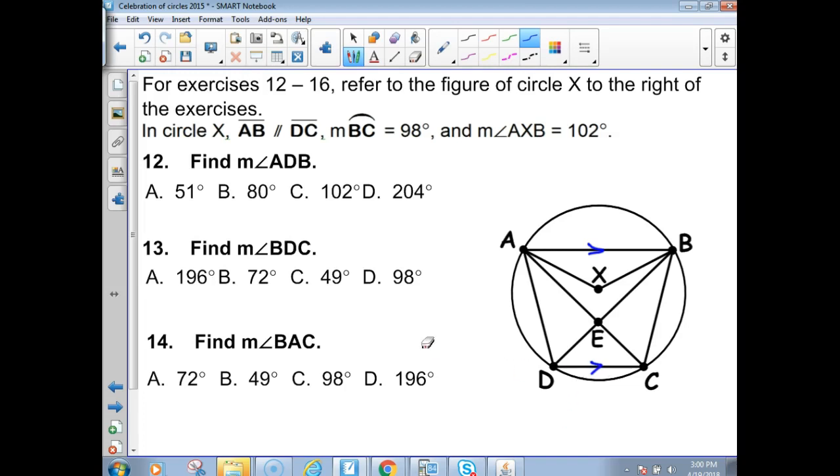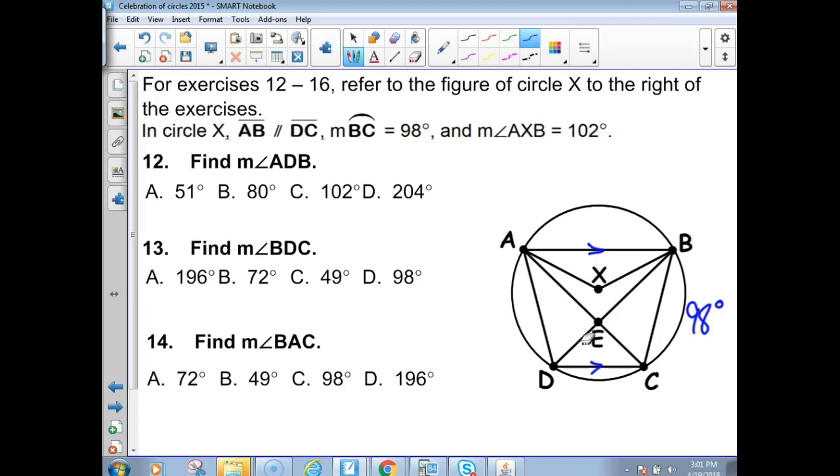Well, do you remember something about parallel lines cut by transversals? There would be some things that are congruent in here. See, I've got a BC is 98. That's a quadrilateral with a pair of parallel sides. Now, it doesn't mean that these have to be. Let's see. I'm thinking those are equal.